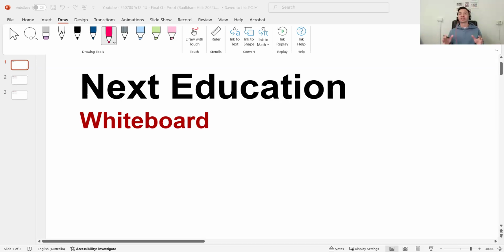So today's question comes from the Baulkham Hills 4-unit extension 2 trial paper in 2022. It's in the topic of proofs. It's a nice question. Not extremely hard, but just different, right?